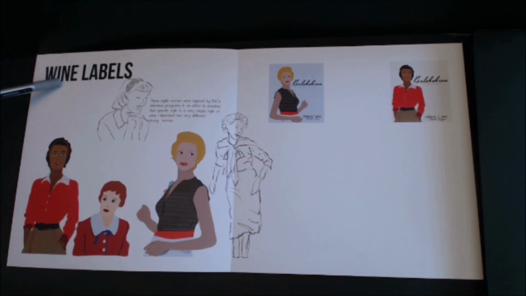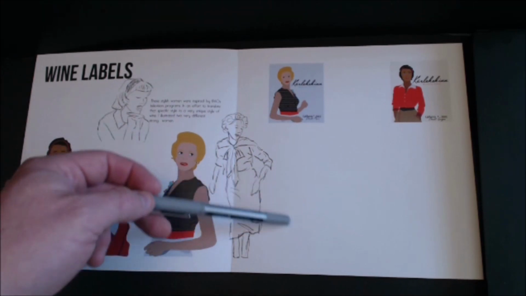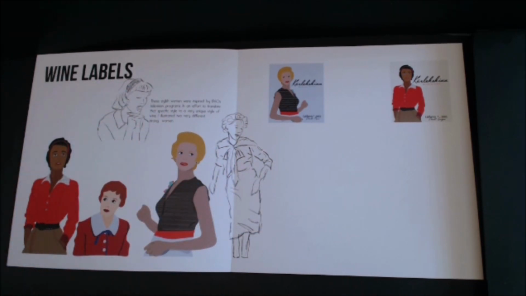So the label, of course, not here, but here. This tells us these stylish women were inspired by 1960s television programs in an effort to translate that specific style to a very unique style of wine. I illustrated two very different strong women. Okay, we've got 1, 2, 3, possibly 4 or 5 illustrations here, but only 2 labels. Where is the back with the required text by law? It's not here. That causes some problems because it means the project isn't complete.